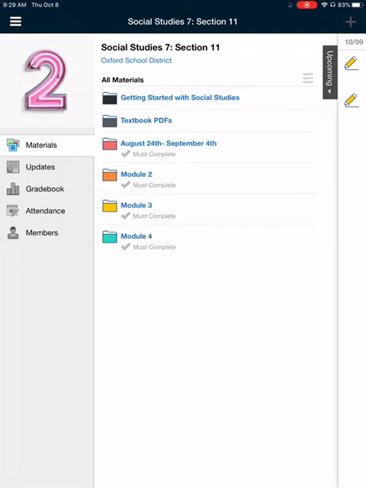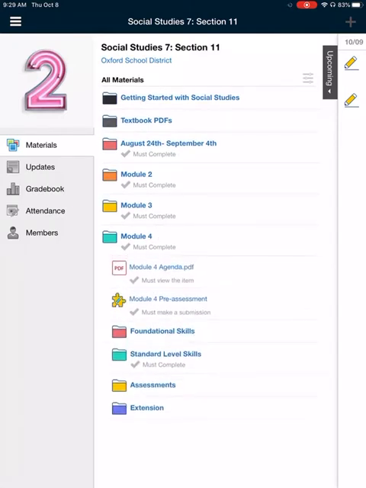In-person kids, I want you to be staying on conference the whole time, just like you would be if I was there. So open up the module 4 folder. The first thing you're going to do is complete the module 4 pre-assessment.